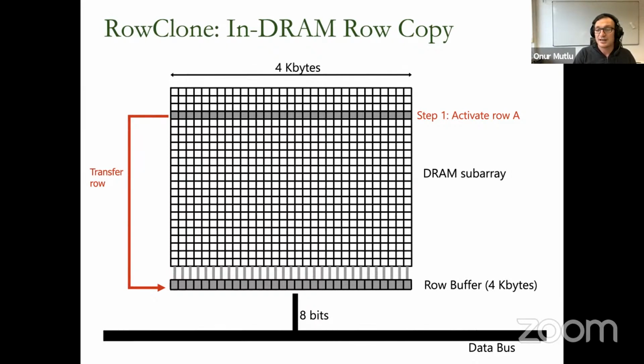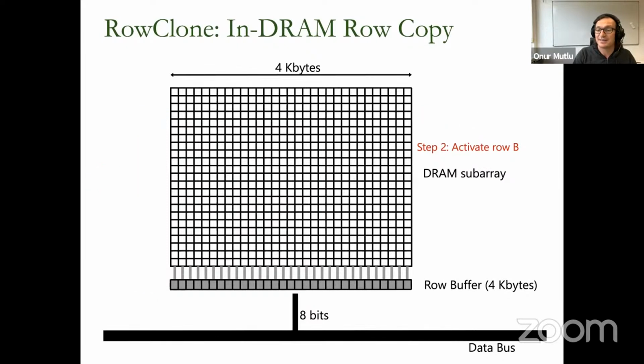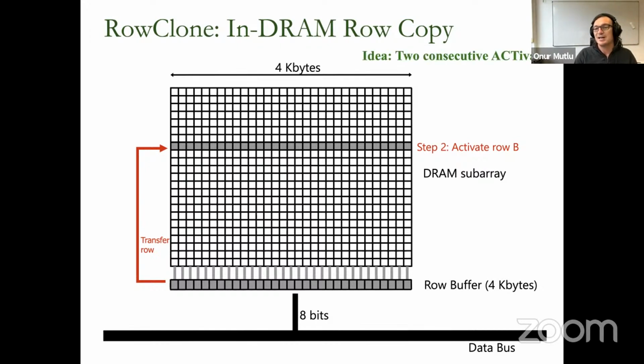Now after this, you activate the destination row while at the same time deactivating the source row, which means that once you activate the destination row, it gets connected to the row buffer, and the sense amplifiers with their strong data drive the data into the destination row. So basically, the row buffer is an intermediate buffer to capture the source row, and then the source row gets copied into the destination row. And the key idea is to do 2 consecutive activations. And the hardware cost is negligible for this, as the paper shows.